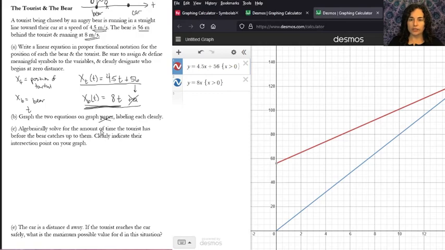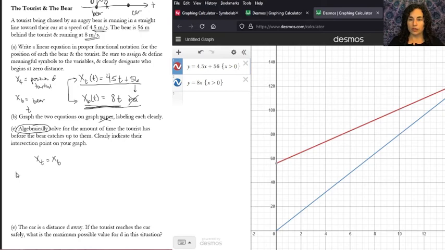It says algebraically solve for the amount of time the tourist has before the bear catches up to them. Okay, this is algebraically. It's not do the graph and look at the graph and be done. It says algebraically solve. So we need to use some algebra in order to solve. So what we're going to do is notice that when the bear and the tourist meet, they're at the same location. So that means these two equations that I developed for the bear and the tourist are going to be equal to one another. So I'm going to set x for the tourist equal x for the bear.